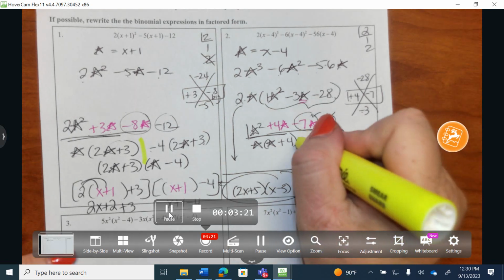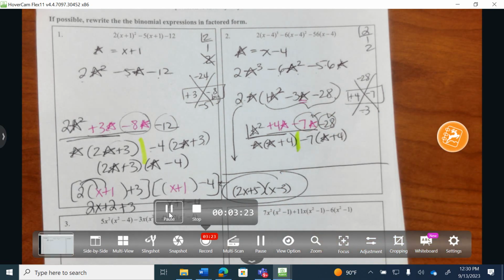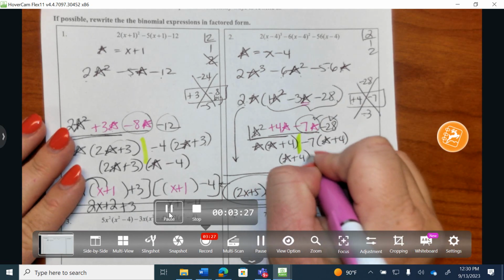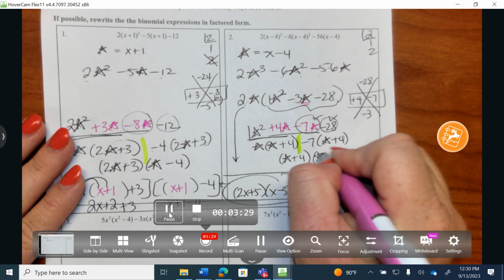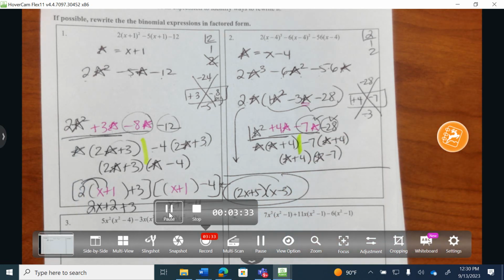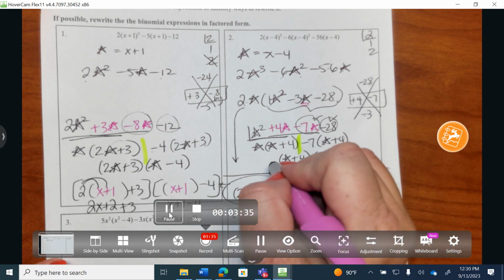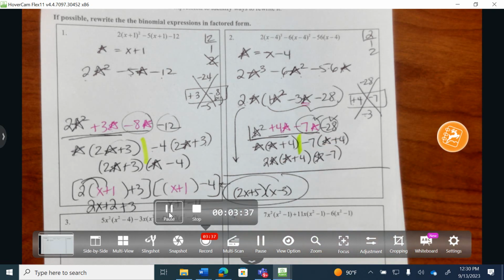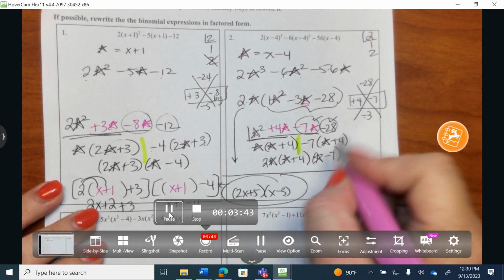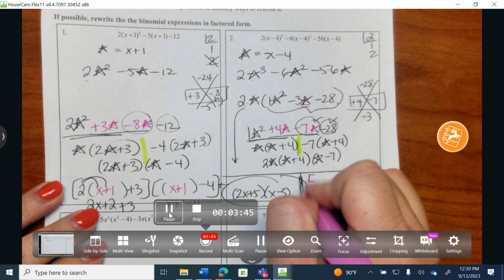So now I have a front and a back. They both contain quantity star plus 4. In front of the front is star, in front of the back is minus 7. And don't forget about the 2 star out front. I need to add that in. So now I'm going to go back, and wherever there was a star, I'm going to replace it with the quantity x minus 4.